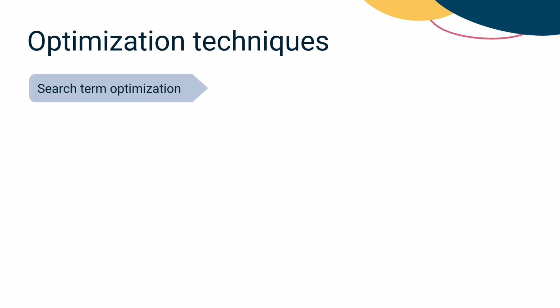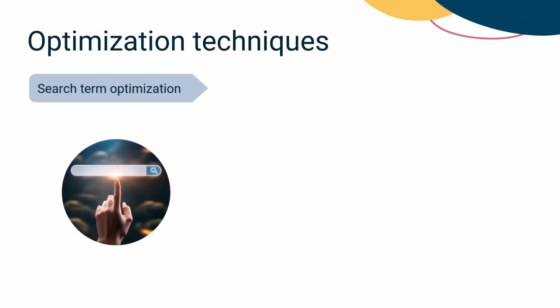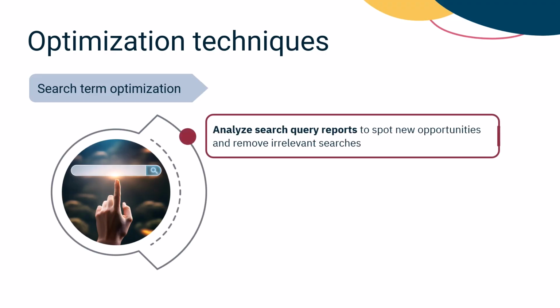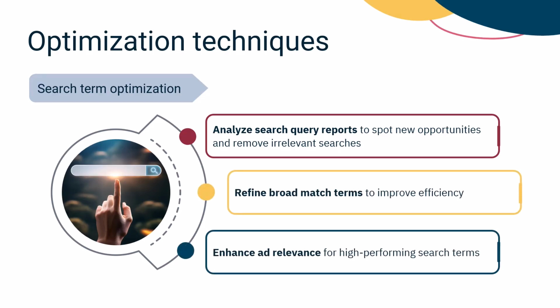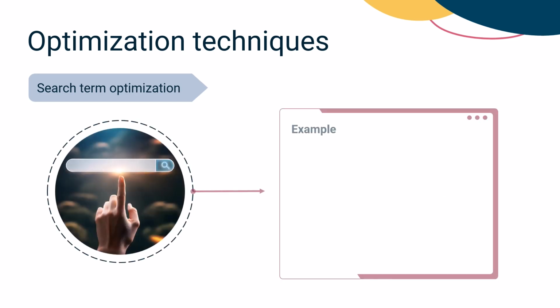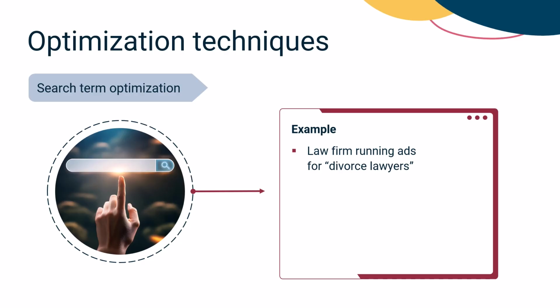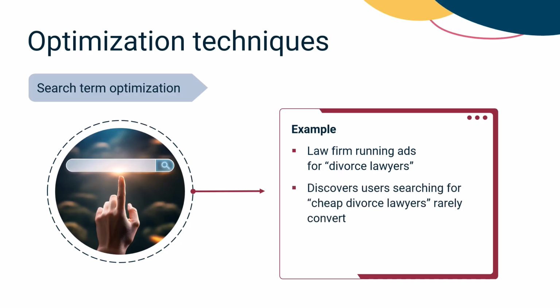Search term optimization involves refining campaigns based on user queries in several ways. You can analyze search query reports to spot new opportunities and remove irrelevant searches. You can refine broad match terms to improve efficiency. You can also enhance ad relevance for high-performing search terms to improve engagement rates. For example, a law firm running ads for divorce lawyers discovers that users searching for cheap divorce lawyers rarely convert. They focus their budget on higher-value leads by excluding cheap as a search term.